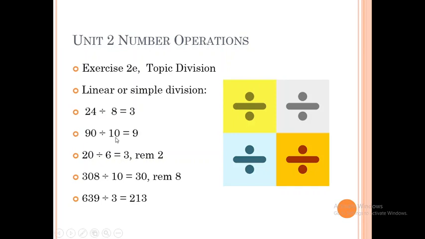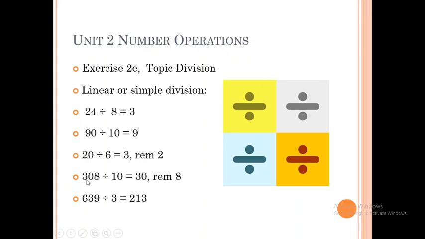90 divided by 10. 10 is the divisor. Read the table of 10. 10 nines are 90. Now 20 divided by 6. 6 is the divisor and the dividend is 20. You are going to divide 20 by 6. Be a little bit careful. 6 ones are 6, 6 twos are 12 and 6 threes are 18. 6 threes are 18, so 3 is the quotient. Then you subtract 18 from 20, and you will get 2 as the remainder in the end.